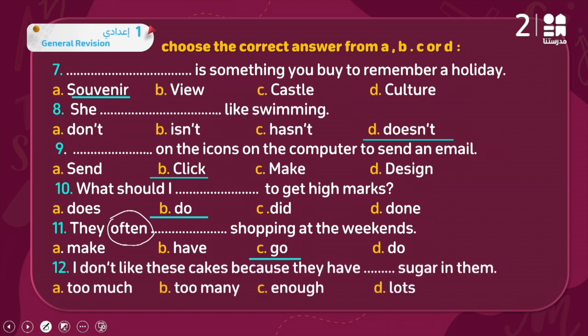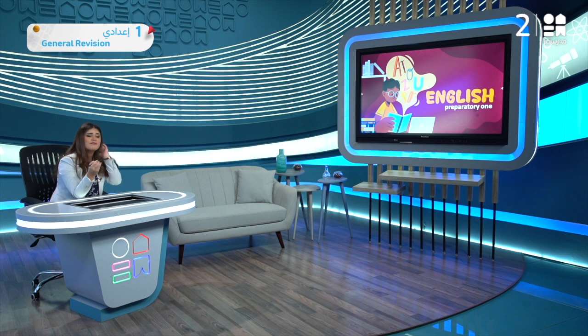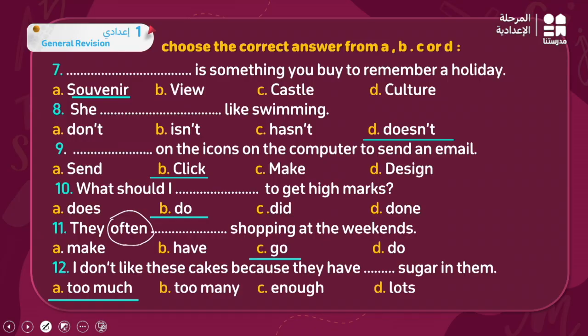Number 12, I don't like these cakes because they have space sugar in them. So, what is the suitable answer here? Too much sugar. I want to say that I don't like these cakes because they have too much sugar. Sugar is an uncountable noun, so if I want to say it's a lot, I say too much sugar. But with countable things, I use too many. Sugar, rice, water, juice are all quantities or liquids that are not counted.